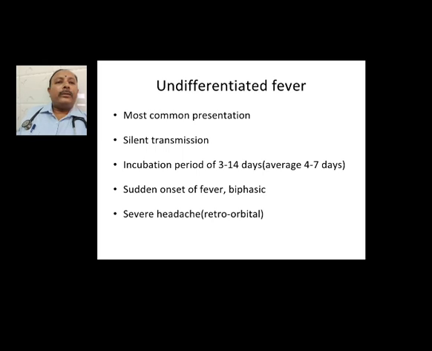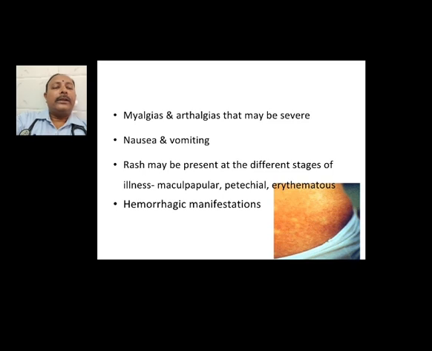The incubation period is 3 to 14 days. Average is 4 to 7 days. Sudden onset of fever. The fever pattern is biphasic. Severe headache, preferentially retroorbital. The patient usually complains of retroorbital pain when they come to you. That is, when we press the eyeballs, the patient complains of pain. This is the characteristic feature of dengue fever.